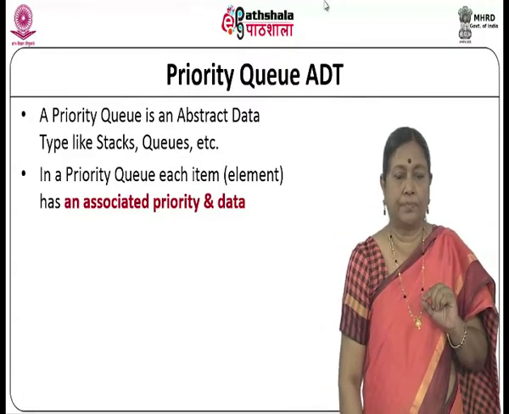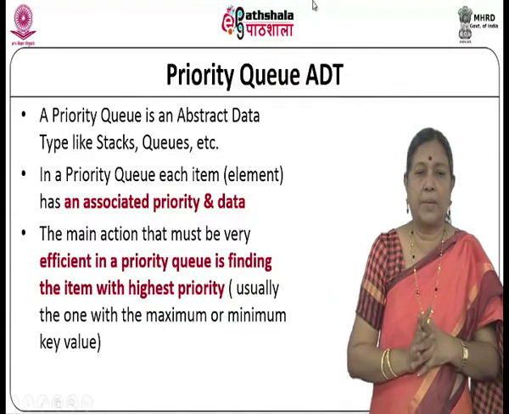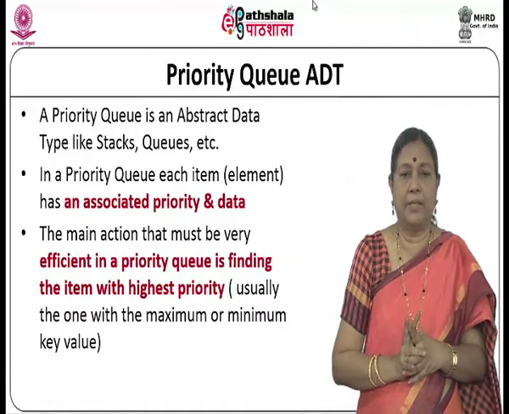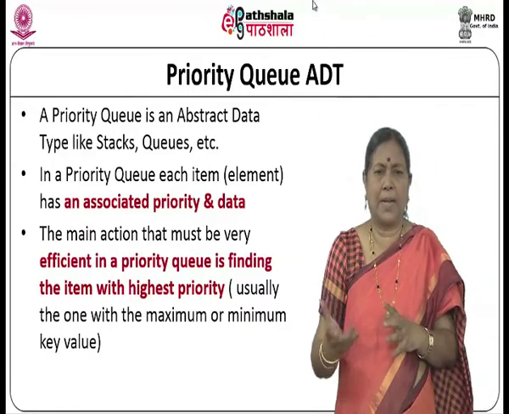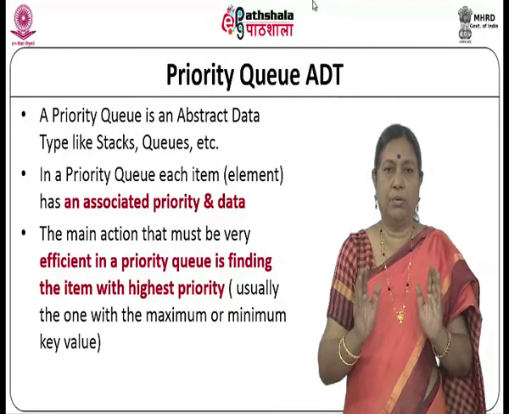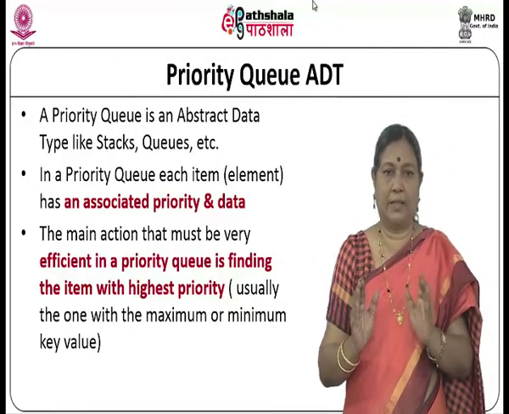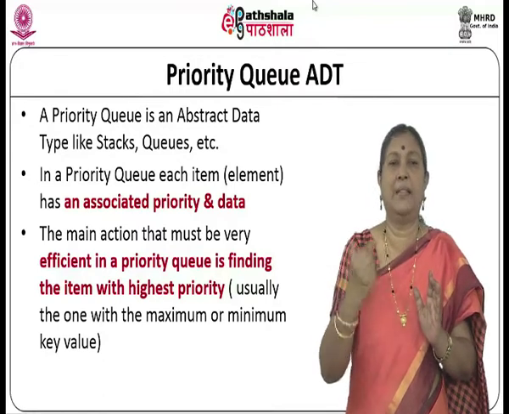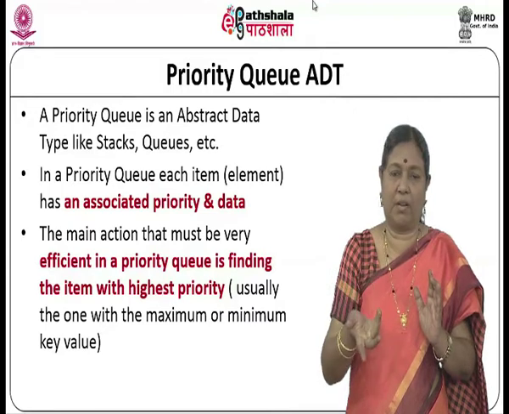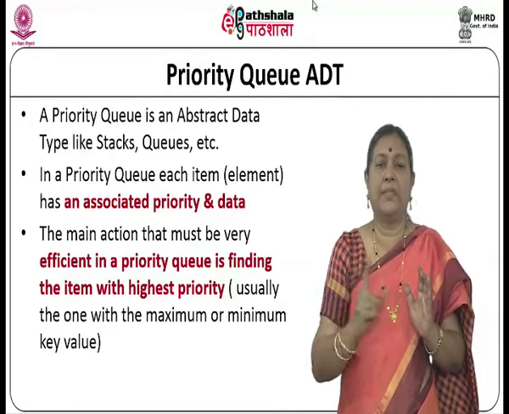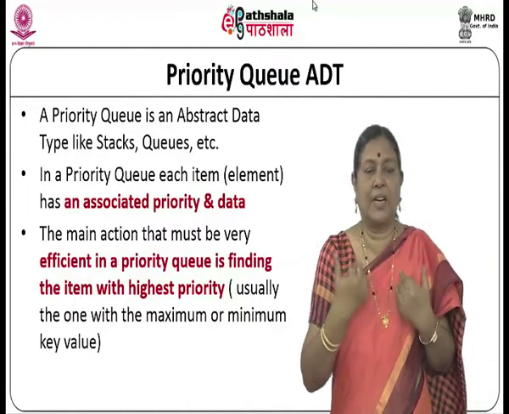Okay. So, the main action that must be very efficient in a priority queue is finding the item with highest priority. So, it could be maximum or minimum, we will come to that. Now, what happens here is in a queue the arrival is at the rear, you remove from the front. Now, you cannot remove from the front, you have to find the element that has the highest priority, whatever may be the definition of priority. So, finding that particular element with the highest priority becomes very important, and it has to be efficient.